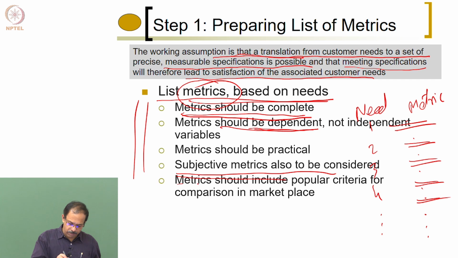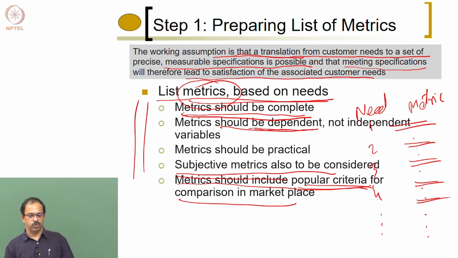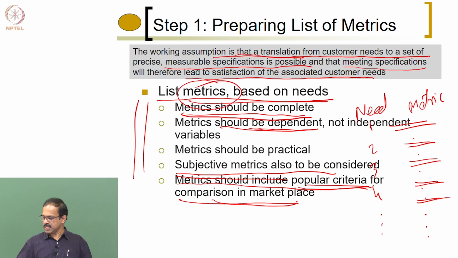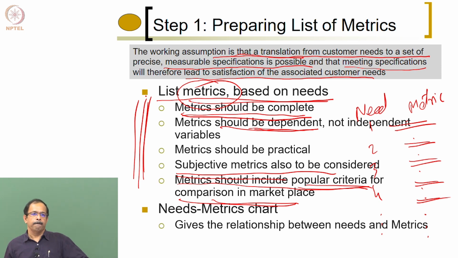One more thing. The metric should be a popular criteria for comparison in the marketplace. So you need to look at what is the criteria used by others in the market. Try to use the same criteria here also. That is the popular criteria, so that you will be able to compare your product with other products also. So that is also an important metric. These are the things to be understood when you choose a metric for a need.